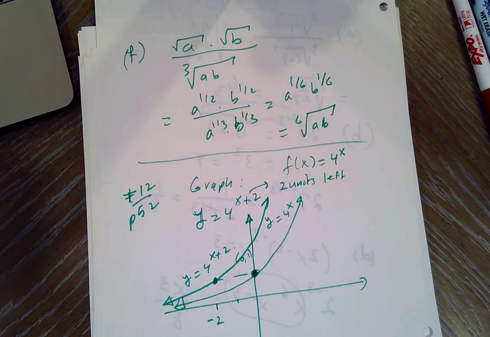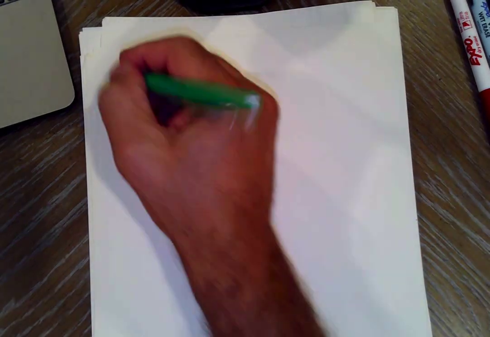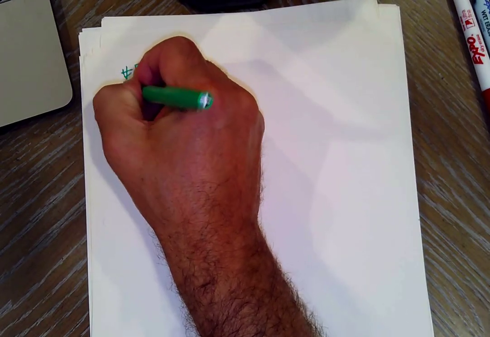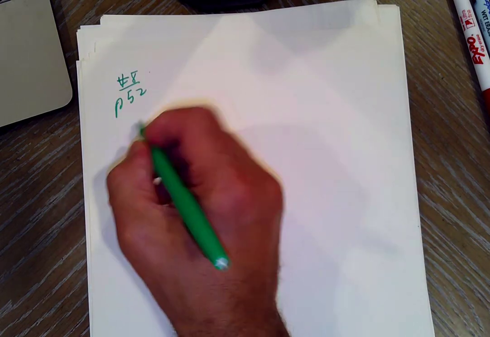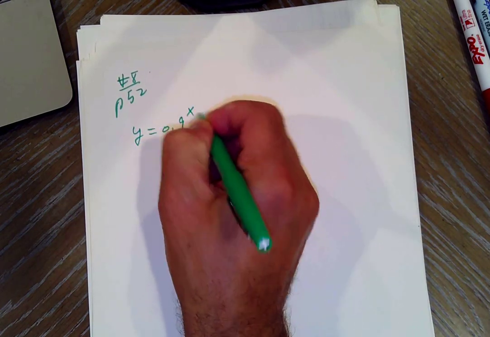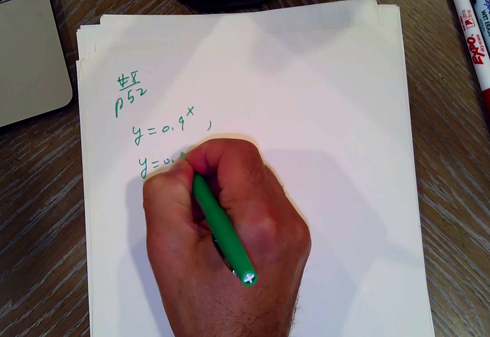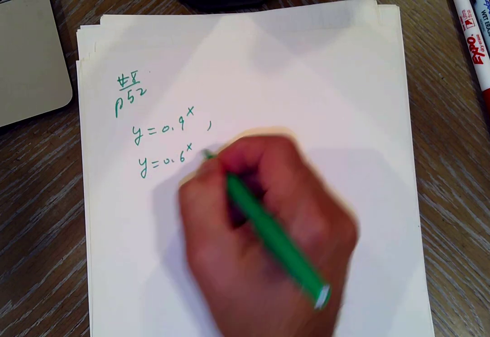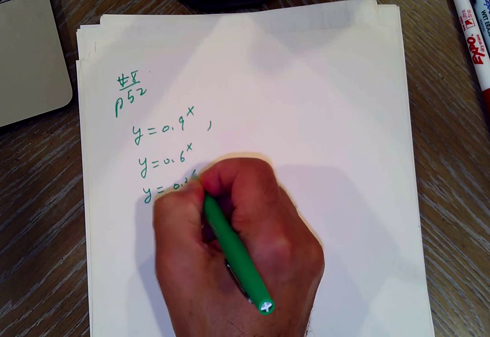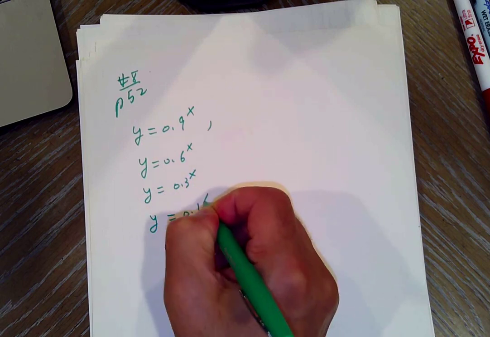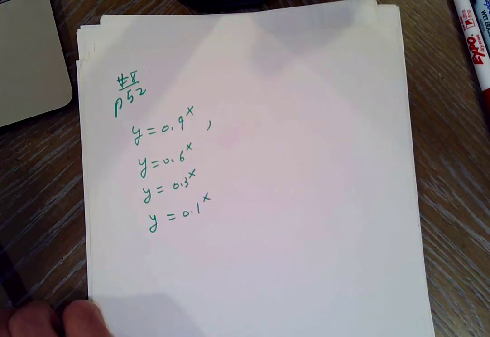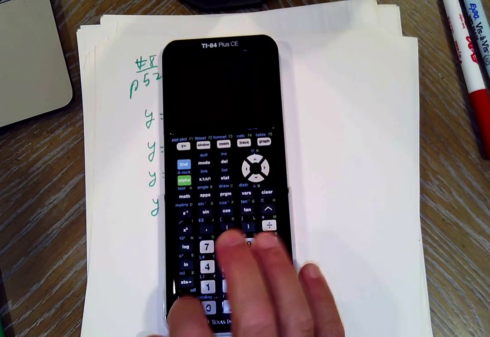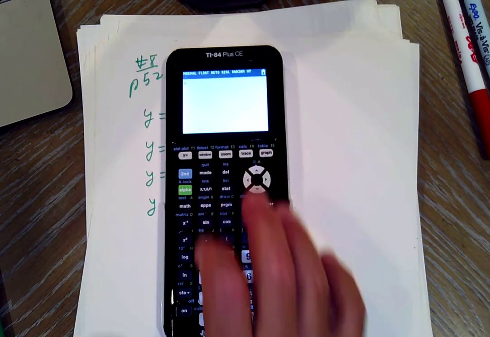If you look at number 8, page 52, it says use a grapher to show how the graph changes relative to the change in the base. So if you look at y equals 0.9 to the x, y equals 0.6 to the x, y equals 0.3 to the x, and y equals 0.1 to the x. So what happens as the base goes down? Let's check. We have a grapher. We're going to use it.